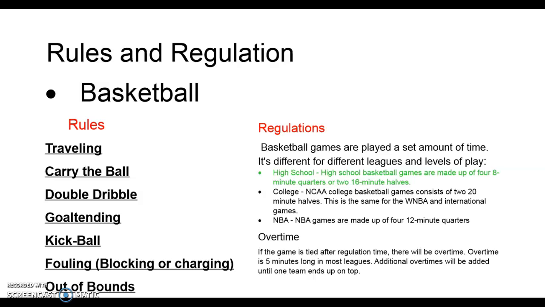And the last one is going to be out of bounds. Out of bounds is going to be focused on when we play. The ball must stay in bounds in play, and the player with the ball must stay in bounds. So we're going to move on to regulations. We're going to focus on the high school game. The high school basketball game is made up of four eight-minute quarters or two 16-minute halves. If the game is tied in regulation, there will be an overtime period, which is a five-minute period.